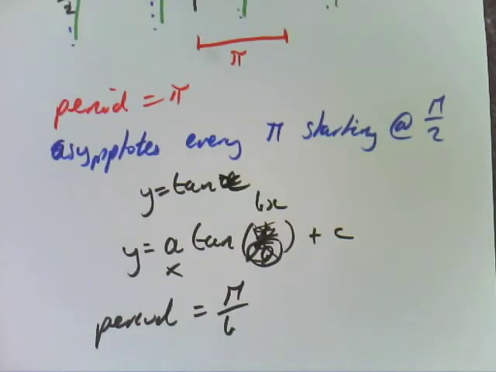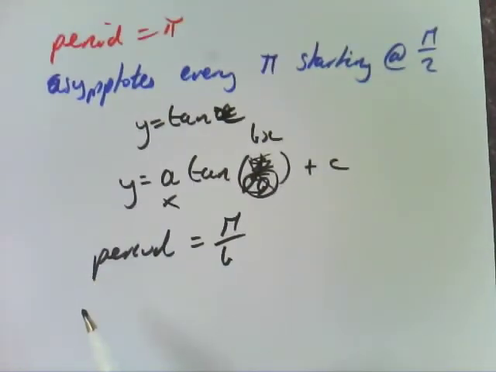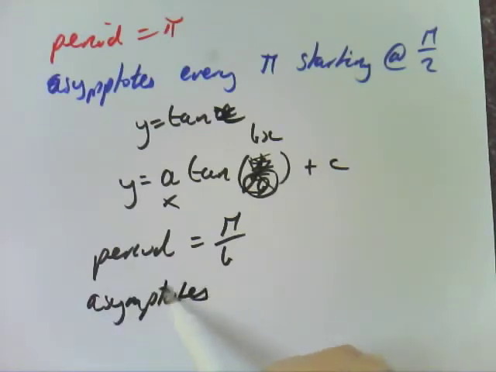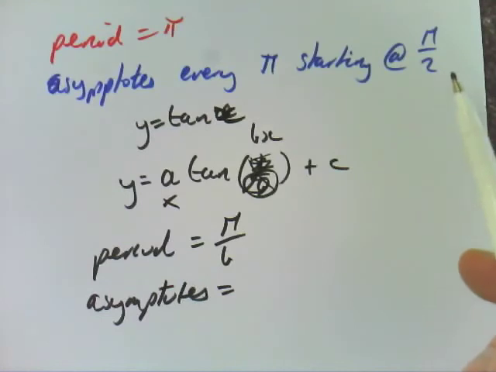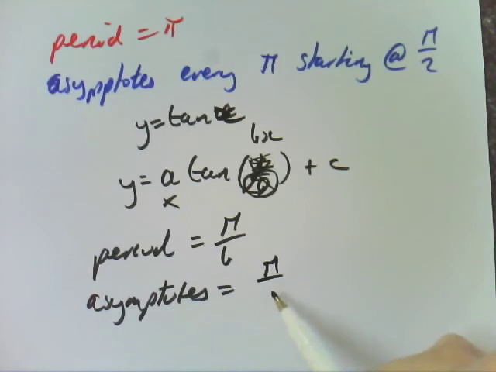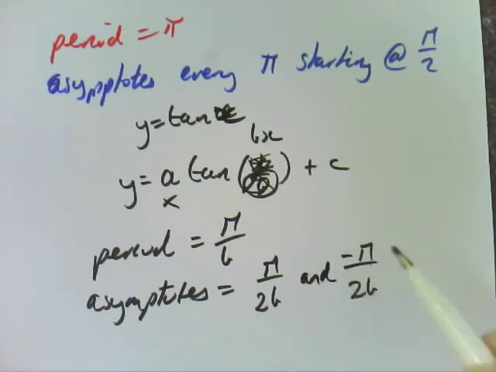Your asymptotes, when you're calculating them, okay, the standard asymptotes are every pi starting at pi on 2. To work it out for this one, your asymptotes start at pi over 2b and negative pi over 2b. So plus minus. So they start at these points and then they are again every period.